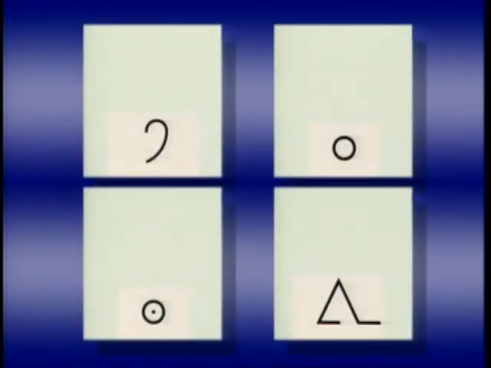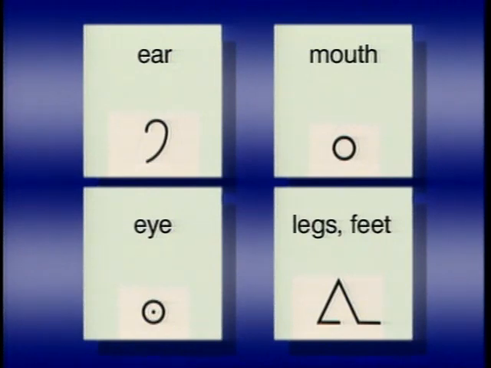Let's take a look at some of the more pictographic Bliss symbols. Notice the importance of shapes. This one is the ear. See the shape. This one is the mouth. This is the eye symbol. This is the legs and feet. Students receive a cue as to the meaning from the outline shape. There is no need to learn a sound-letter relationship to learn Bliss symbols.